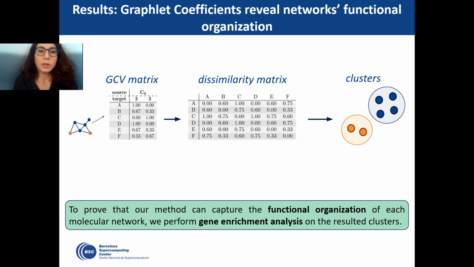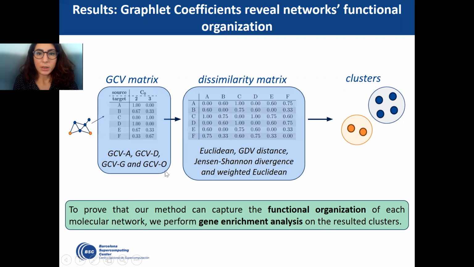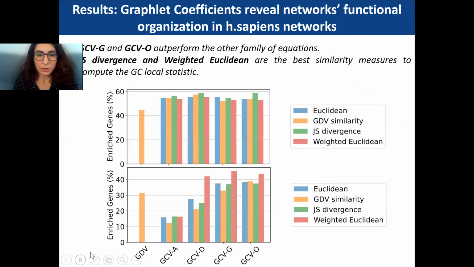Also, we wanted to prove that our method can capture the functional organization of each molecular network. So we perform gene enrichment analysis. First of all, we have a GCV matrix based on the 4 families of redundancy equations. Then we have a dissimilarity measure, because we use these 4 similarity measures to then cluster the nodes. And we perform the gene enrichment analysis on the resulting clusters.